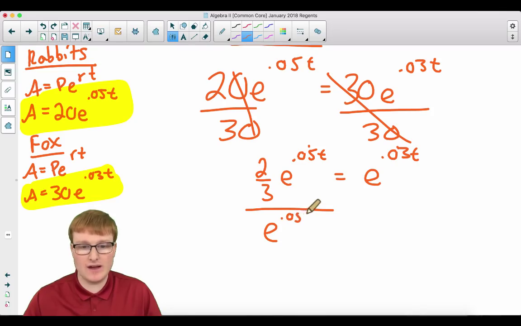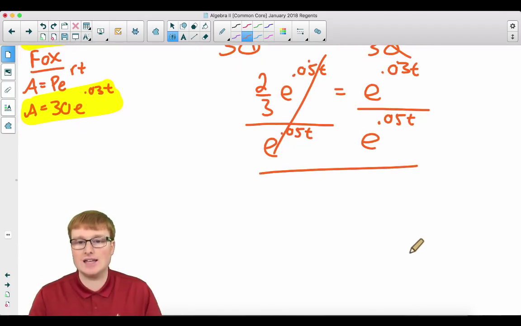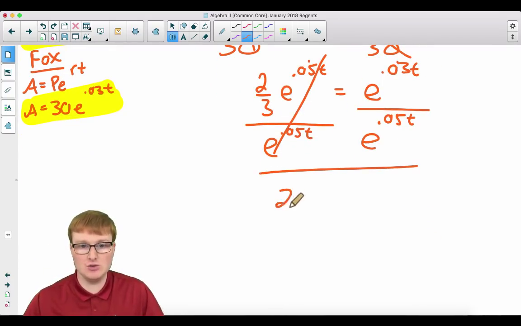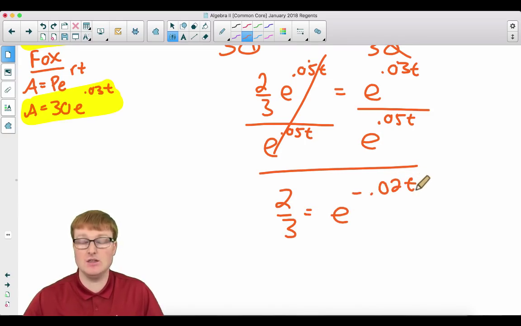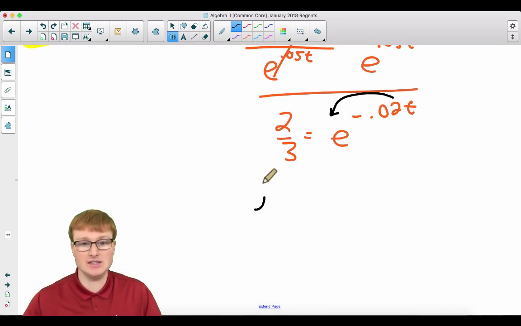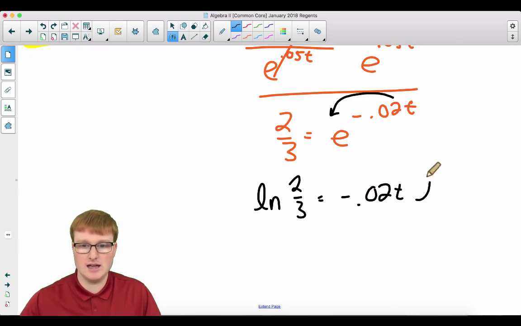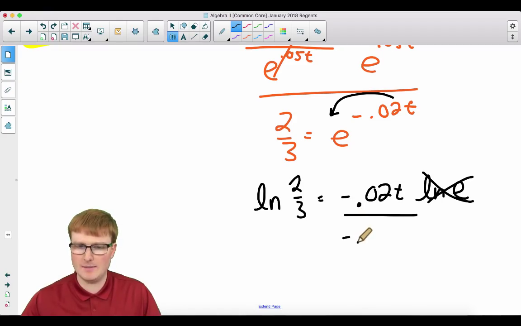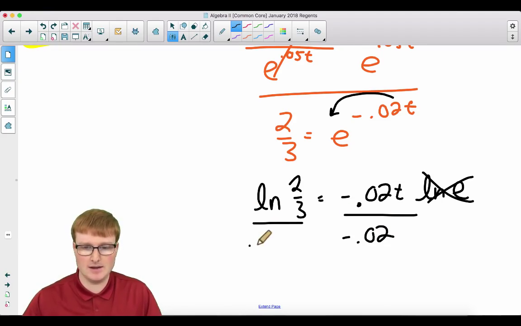e^(0.05t). Look at this. I'm going to condense this just a little bit more. Look at that. If I divide those, I can subtract those exponents over there. So I get 2/3 equals e^(-0.02t). That's a little bit better. Move it down. Still take the natural log of both sides. So the natural log of 2/3 is equal to negative 0.02t times natural log of e. That still reduces to the number 1. Ooh, divide by negative 0.02.